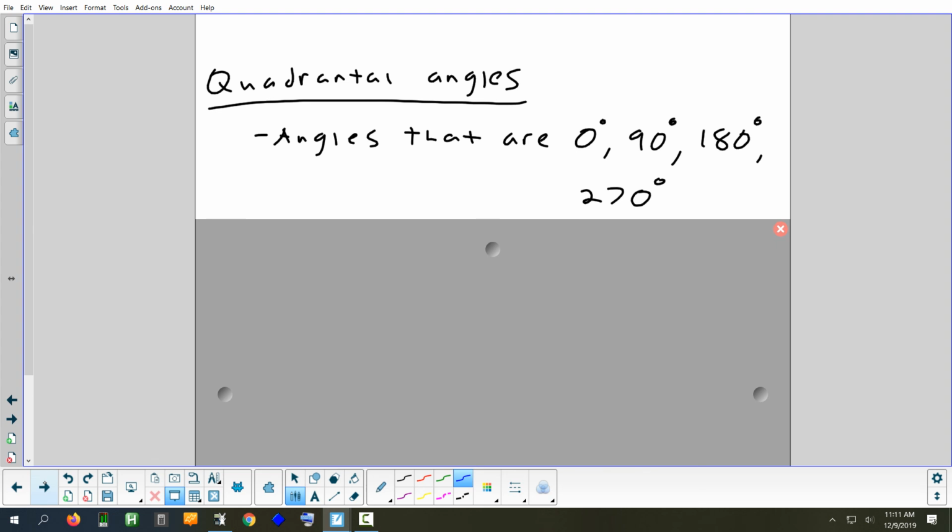So, there's a special name for these 4 angles. These are called quadrantal angles because they are on the axes. And the axes divide the plane into quadrants. Quadrantal angles are 0, 90, 180, 270. Those are the easiest angles to find the coordinate.